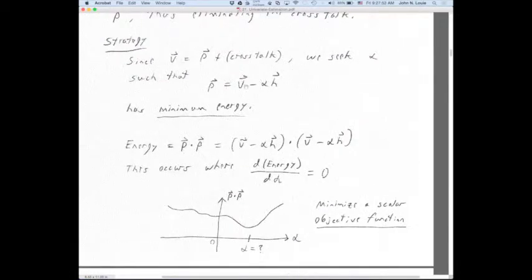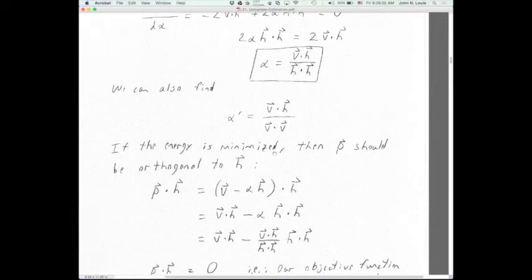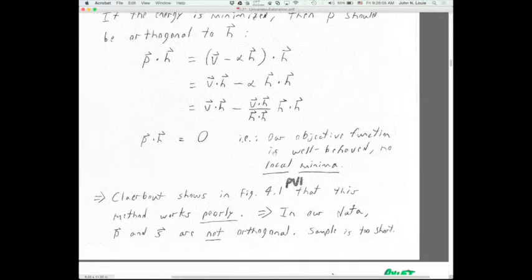Because of the way we had it set up here, if we're minimizing p, the energy of p, then p should be orthogonal to h. P dot h is equal to v minus alpha h, and all of that dotted by h. And then we have v dot h minus alpha h dot h, and v dot h minus v dot h over h dot h times h dot h. And you work all that through, and you just get 0.